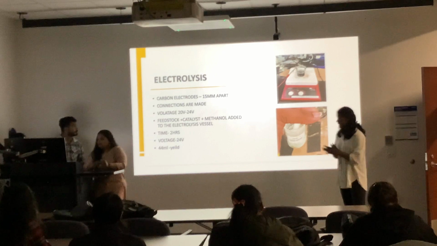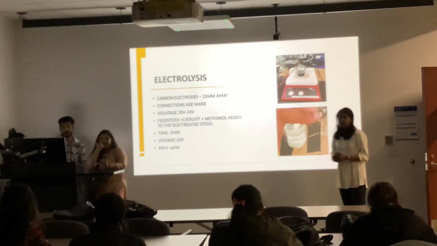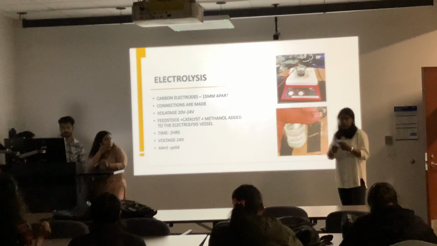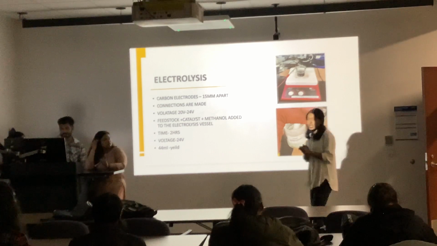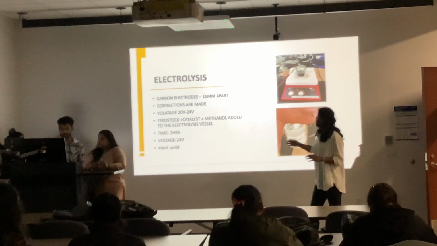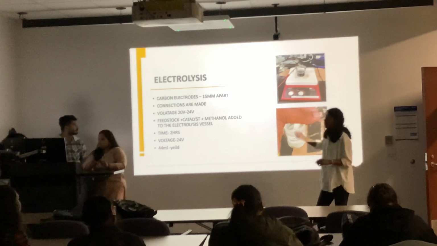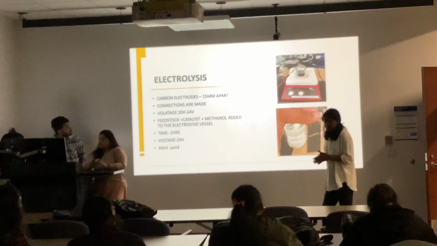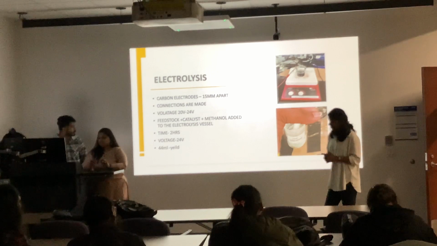And the next process is the electrolysis. Electrolysis is simply that we created an electrolytic solution, and electricity is passed onto it, and the solution gets heated. We use carbon electrodes, and connections are made, and the voltage we used was 24 volt. The same conditions were used, like 2 hours, and we got a yield of 44 ml.